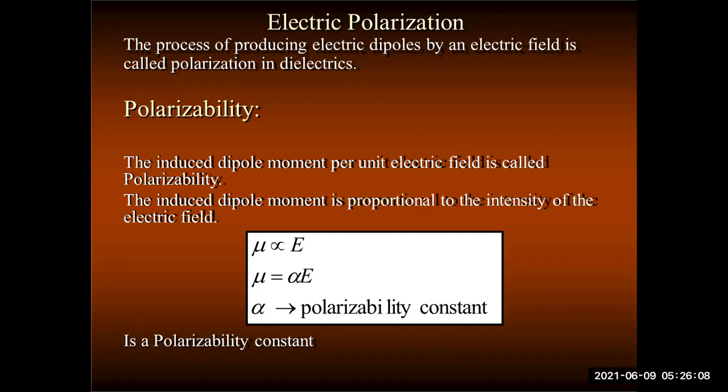Now we discuss polarizability. Polarizability is a mathematical parameter which gives us information about the ability of the charges to get separated from one another. It is given mathematically as mu proportional to E, where mu is the induced dipole moment, directly proportional to the intensity of the electric field. Removing the proportionality, mu = alpha E, where alpha is the polarizability constant.